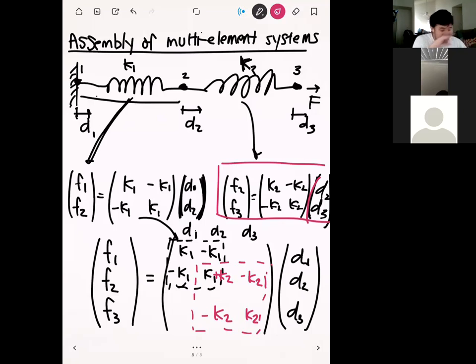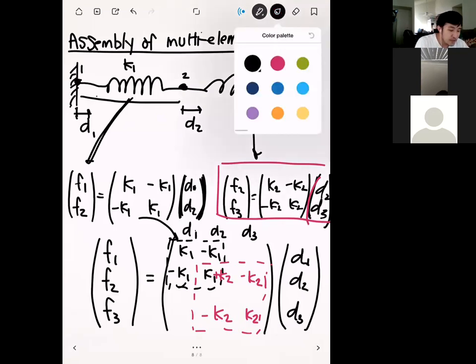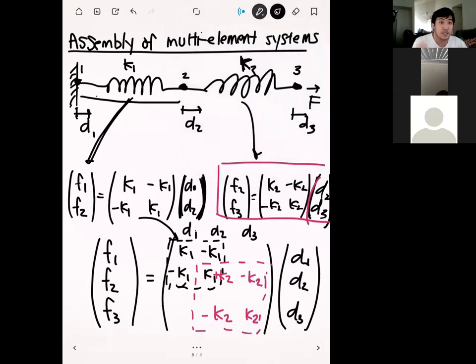This step is necessary because when you have a multiple element system like this, ultimately what you want to solve is just one linear system that covers the entire assembly. Putting all the individual contributions into one global system is really important for this. All right, any questions on assembly?